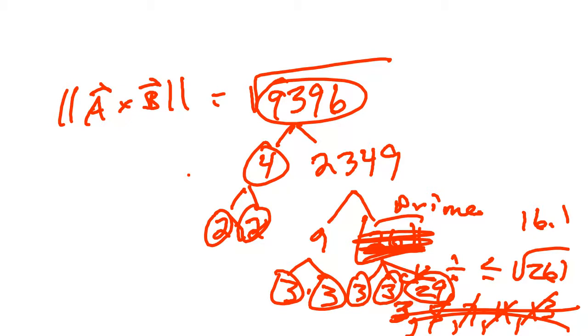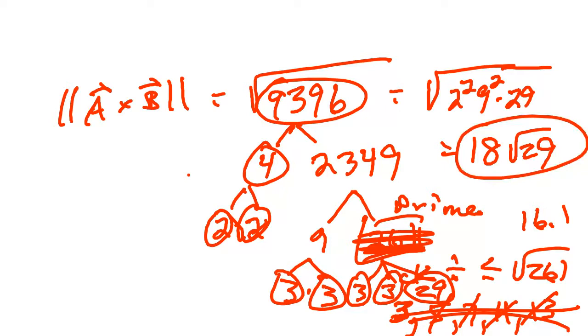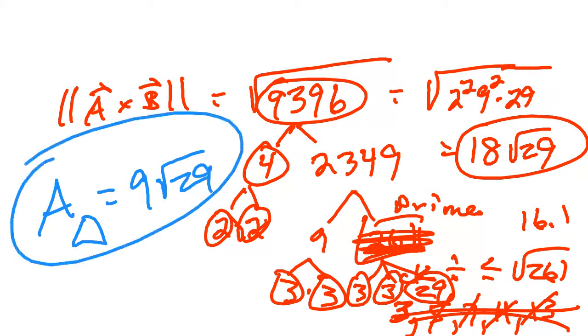All right. Anyway, so what do we get? This is the square root of 2 squared times 3 squared times 3 squared times 29, right? I can bring the square roots of these out, and it's 2 times 9, which is 18, times the square root of 29. That was the area of the whole thing, right? So the area of the triangle is half of that. Nine root 29, which is what the back of the book had.